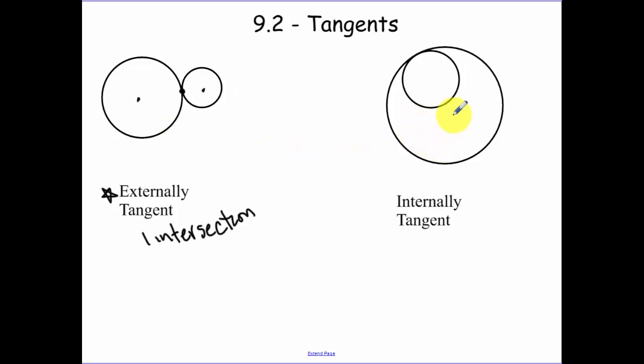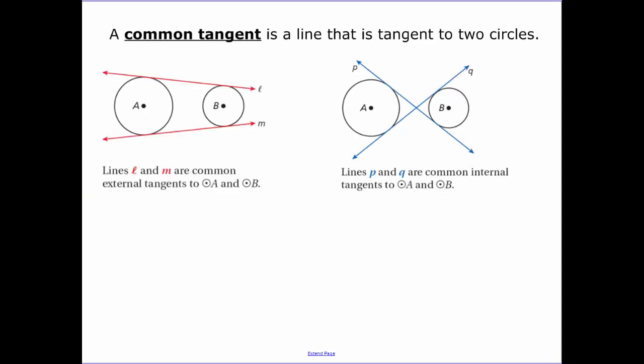Now we're internally tangent when one circle is essentially inside of the other and they intersect at one point. A common tangent is a line that intersects two circles. Now there's two different types.